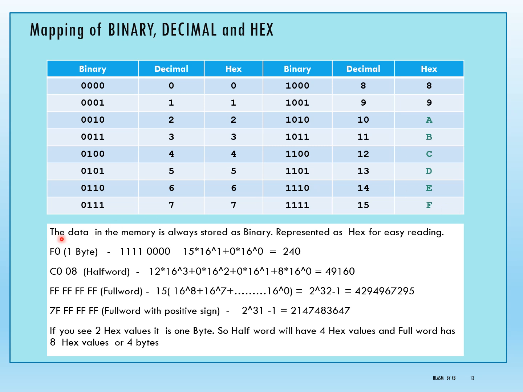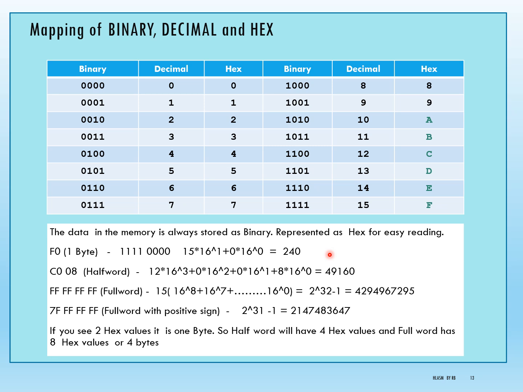The data in the memory, as I told you, is always stored as binary, but it is represented in hex for easy reading. That is why we need to understand this a bit. If you have seen F0 somewhere, F0 means 1 byte. Why? F is 1111, that is 4 bits, and 0 is 0000, again 4 bits. So this is called one nibble. F0 put together is 8 bits, and its value is 240.